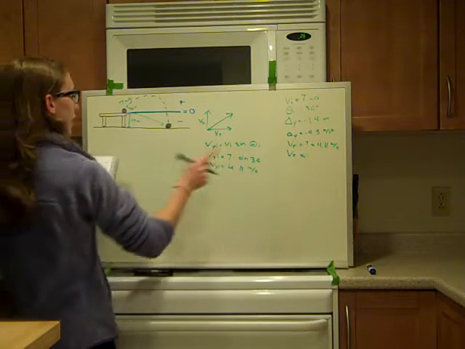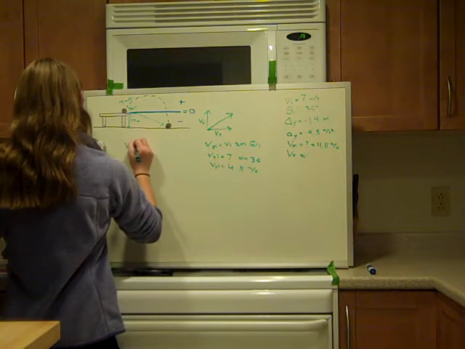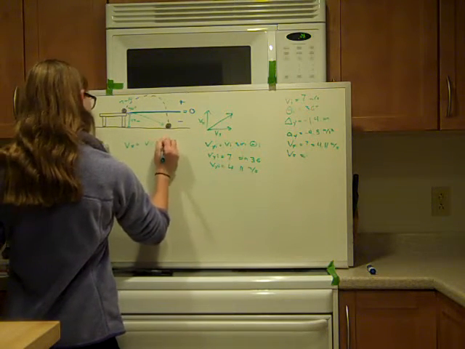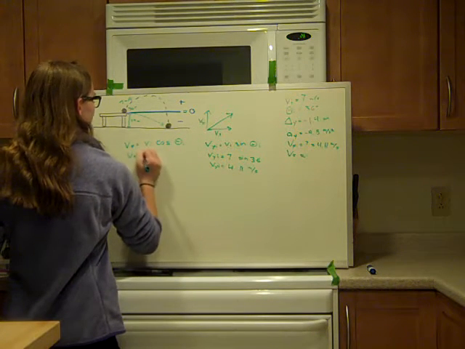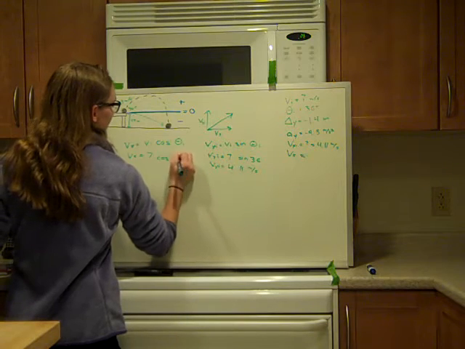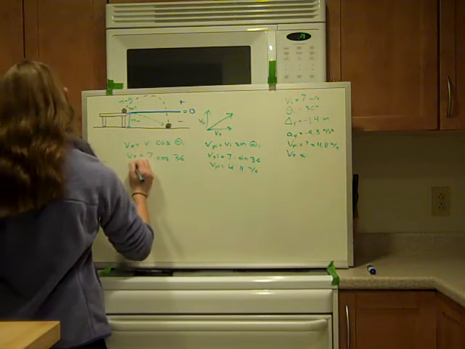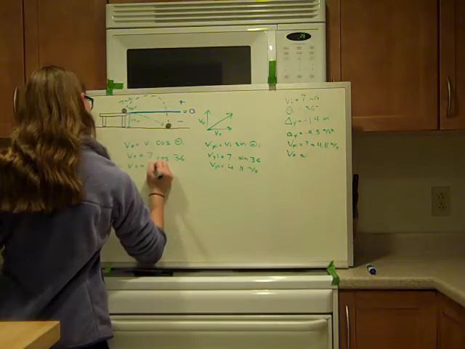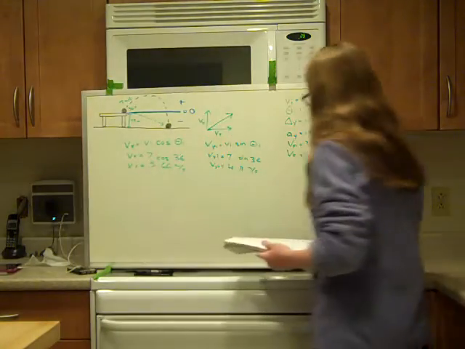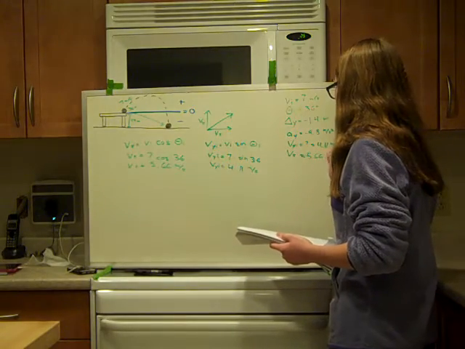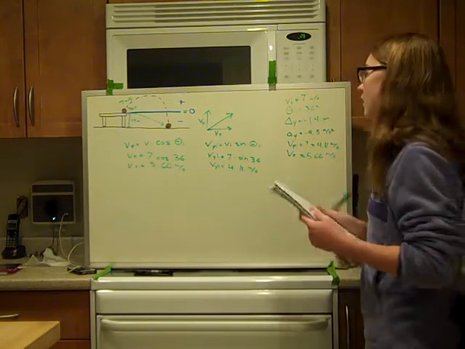So to find Vx, we're going to do Vx equals Vi cosine theta initial. So Vx is equivalent to 7 cosine 36. And if you do that out, you're going to get Vx is equivalent to 5.66 meters per second. So 5.66 meters per second.